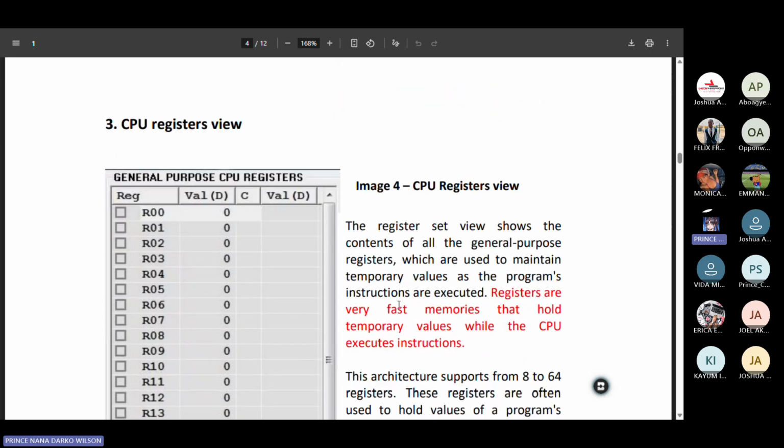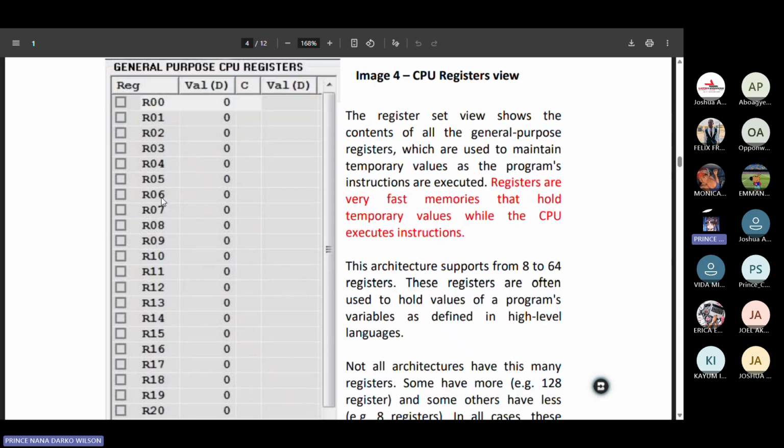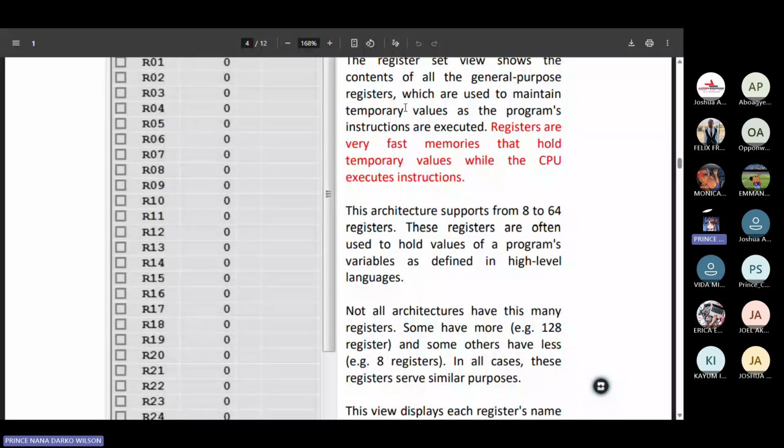And then we have the registers view. The registers here are the memory points that we're talking about. That makes it very simple for the CPU to run its operations quickly. So the register set view shows the contents of all the general purpose registers, which are used to maintain temporary values as the program's instructions are executed. The registers are very fast memories that hold temporary values while the central processing unit executes instructions. So remember that they are like save points, just like the cache.